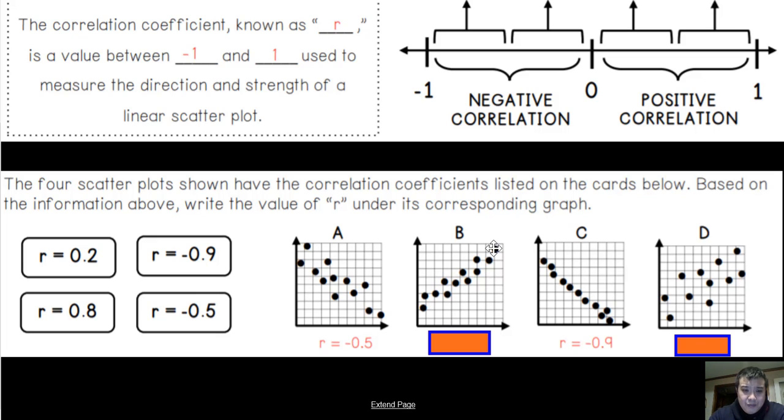B and D are both positive correlations. So for these two, this one is going to have a stronger positive correlation because it looks more like a line, so it's going to be 0.8, while this one is going to be 0.2.